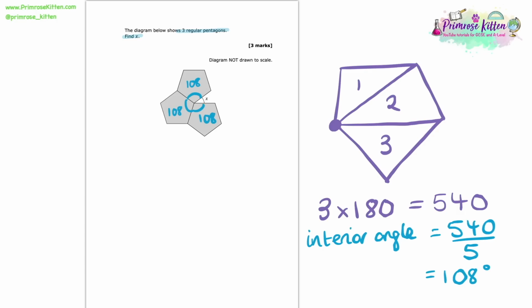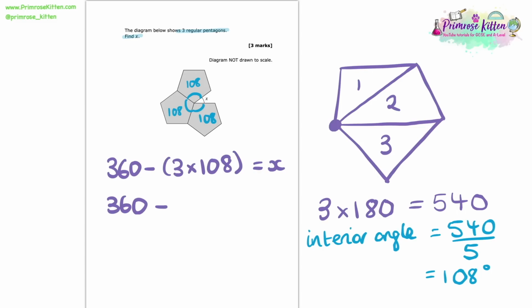So here I can label our diagram, and actually this is becoming quite clear what we need to do next. We know that the angle around a point is 360. So if from that 360 we take away each of those 3 108s, we should be left with just what x is. So 360 minus 324 gives us what x is, and that gives us 36 degrees. So in this question, the angle x is 36.